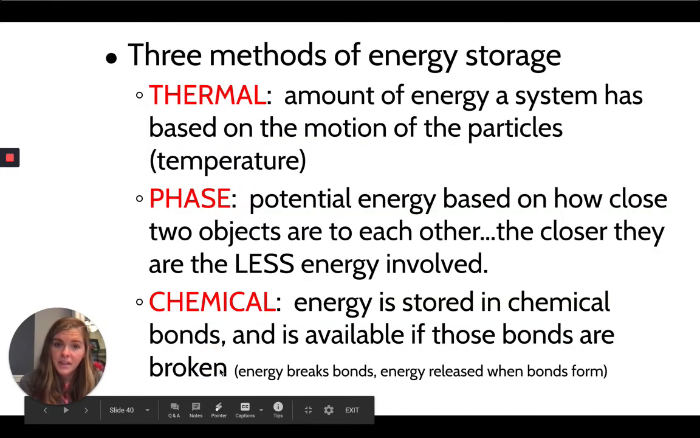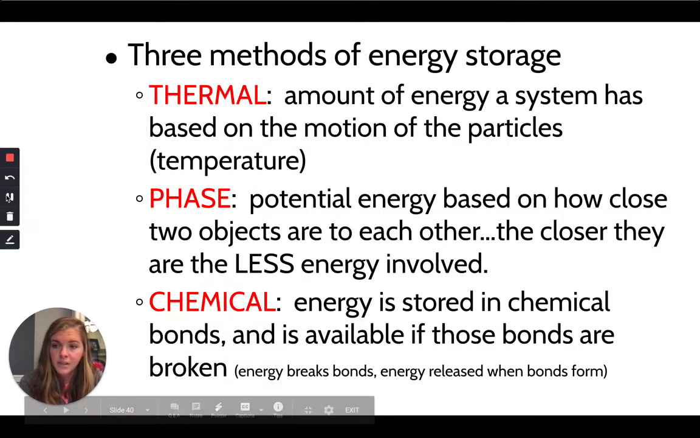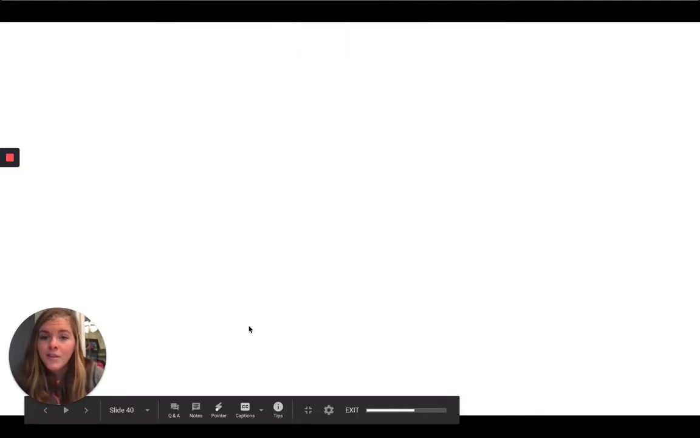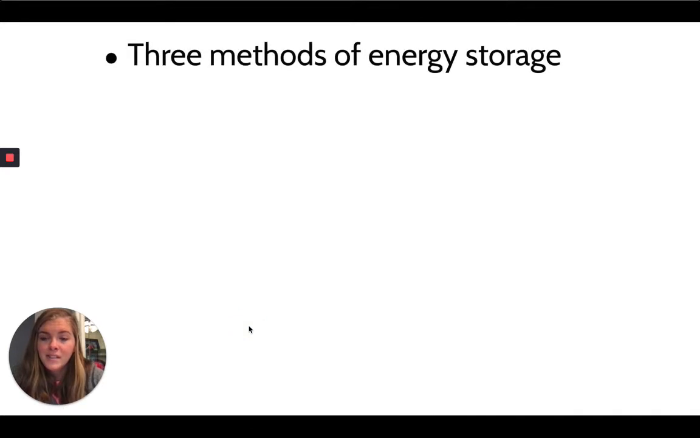Three other methods of energy storage. Let me go ahead and fix this really quick so they don't all pop up at once. Alrighty, sorry about that.